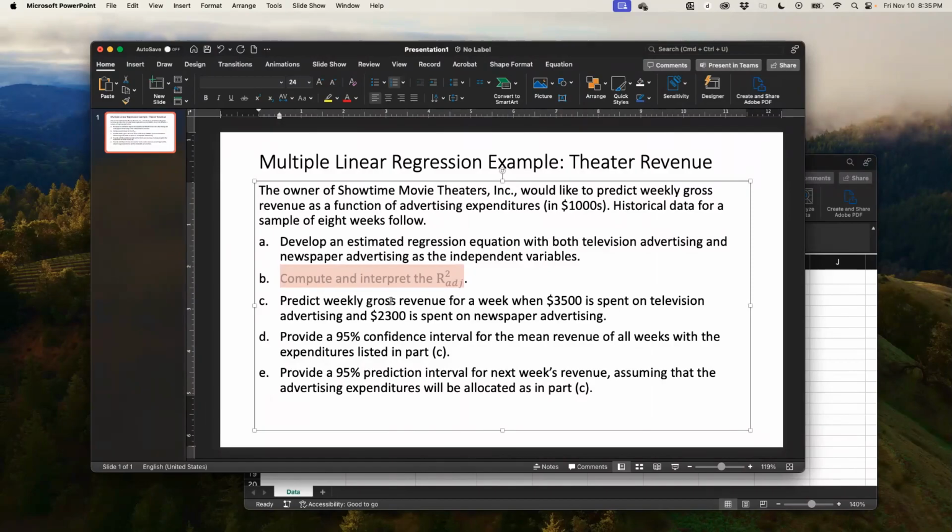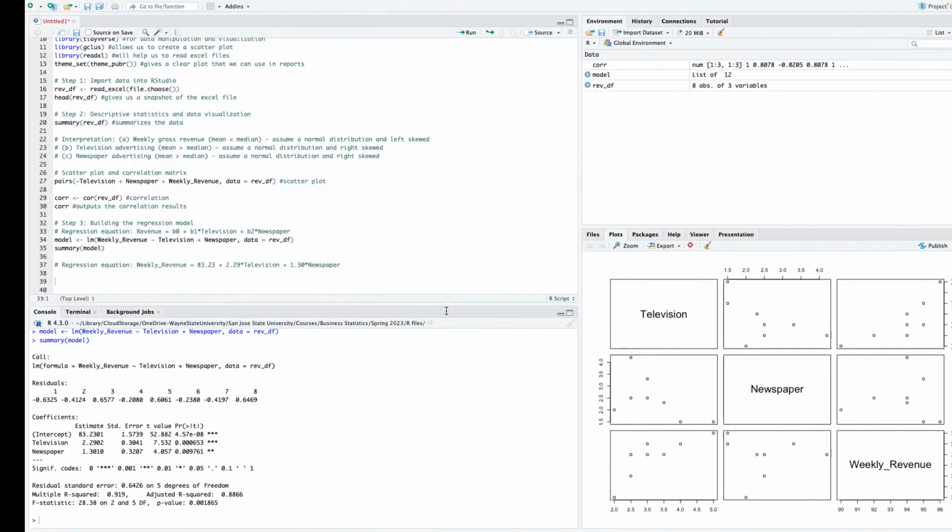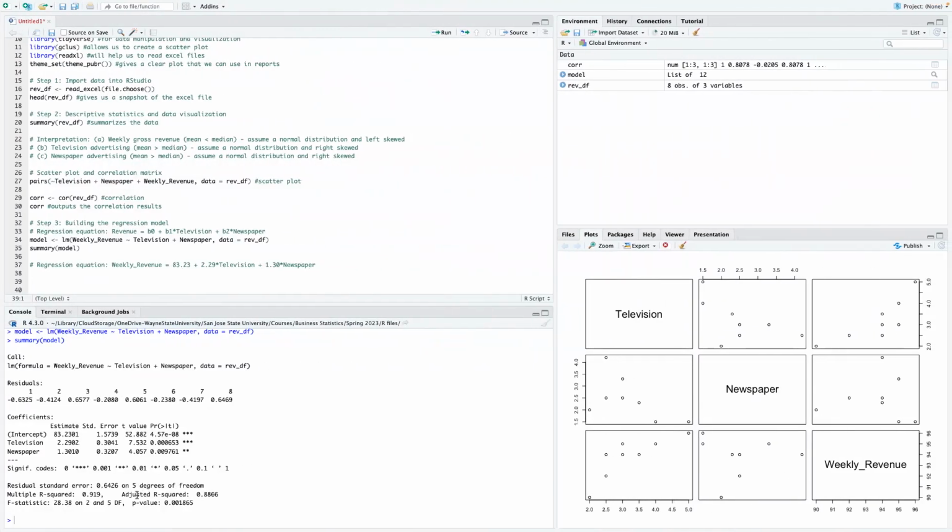So the next thing is the R square adjusted. It's computed it for us, right? So please take note, because this is multiple linear regression, and when we say multiple, that's because we have two or more independent variables. We do not use this R square. We rather use the adjusted R square, because that accounts for the fact that you have more than one independent variable, right?